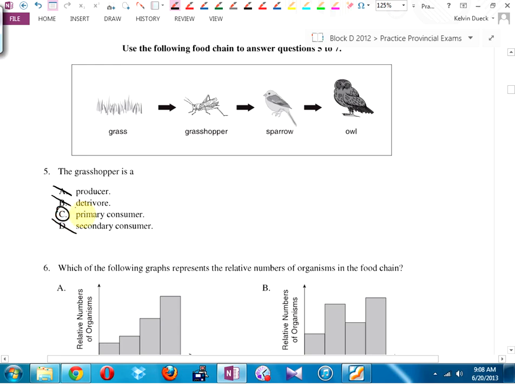Which of those is a secondary consumer? Sparrow. Okay. Possibly owl. An owl might eat grasshoppers. I don't know. I suspect they're not too fussy. But looking at this little food chain, they're suggesting that the owl eats the sparrow, eats the grasshopper, eats the grass. What is the owl considered? Tertiary.